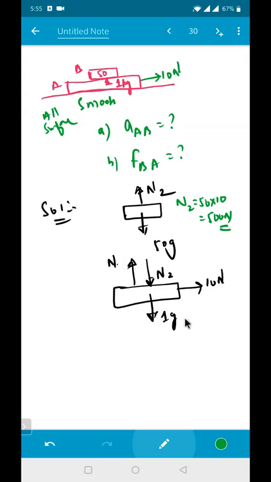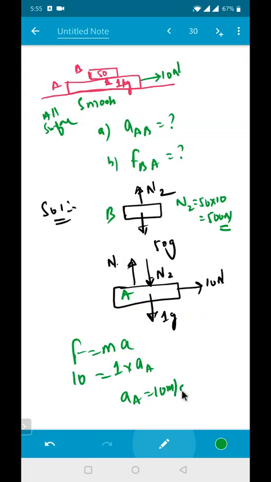As it is moving in the front direction, F must be equal to how much? F is equal to m into a. So force is equal to mass into acceleration. Force is 10. Mass is 1, and this is the acceleration. This is block A and this is block B. So what is the acceleration of A? I'll be getting acceleration of A equal to 10 meter per second squared. So that is your answer.